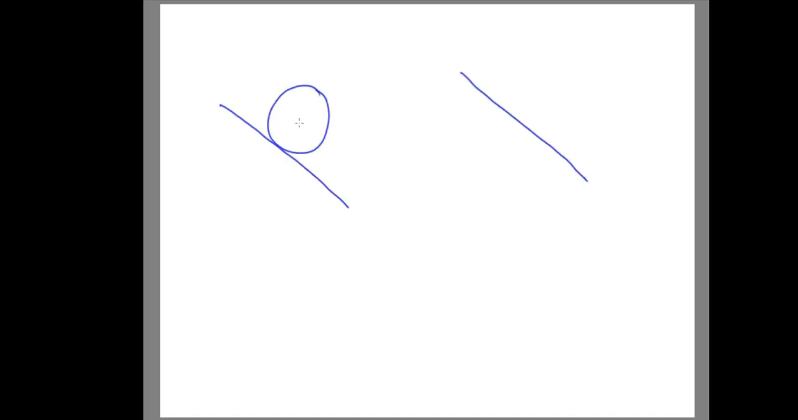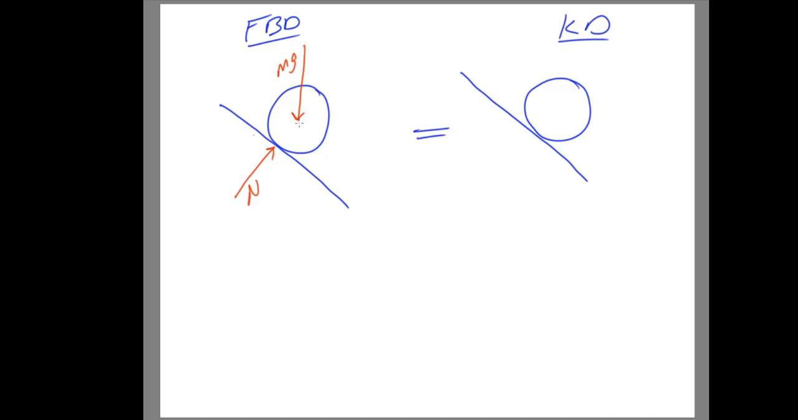Okay, so for this one, we're going to look at finding the acceleration of some kind of a round object rolling down an inclined plane. And to do this, first we're going to start with a free body diagram. So here's the forces acting on that object.